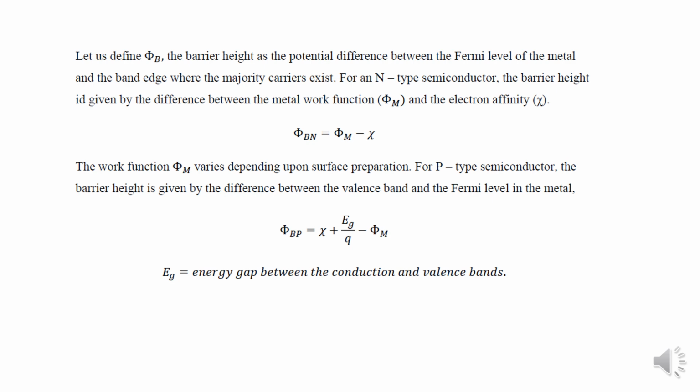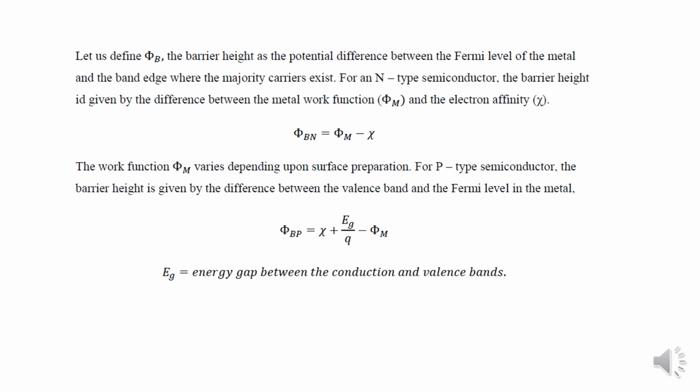Here let us consider phi b, that is the barrier height, as the potential difference between the Fermi level of the metal and the band energy where the majority carriers exist. For an n-type semiconductor, the barrier height is given by the difference between the metal work function and the electron affinity, that is phi bn equal to phi m minus x. And the work function phi m varies depending upon the surface separation.